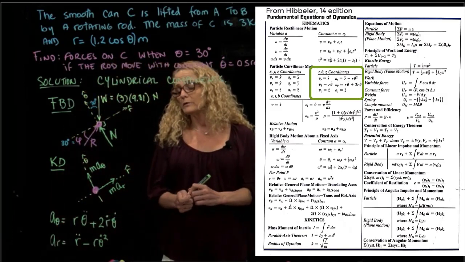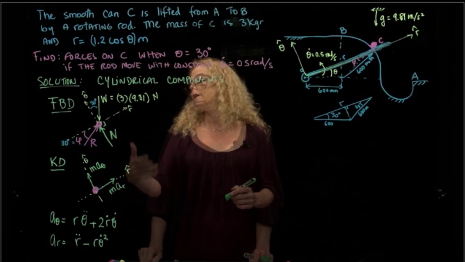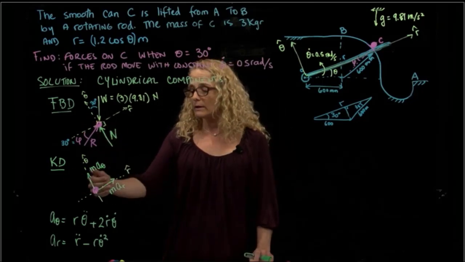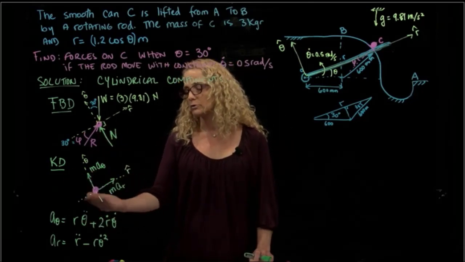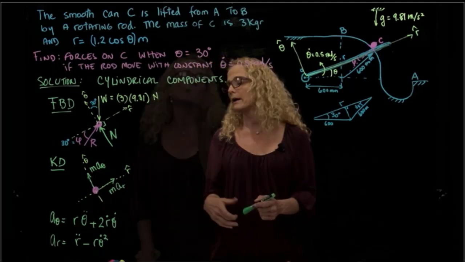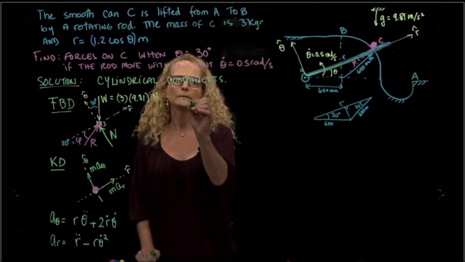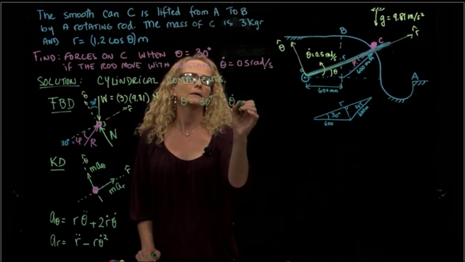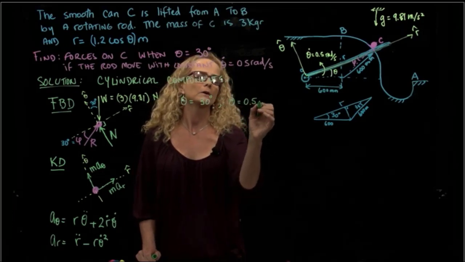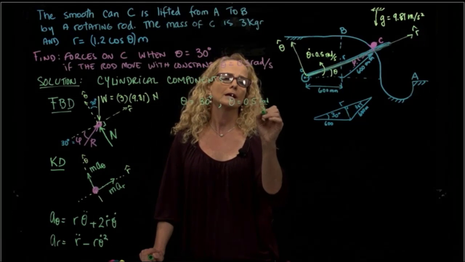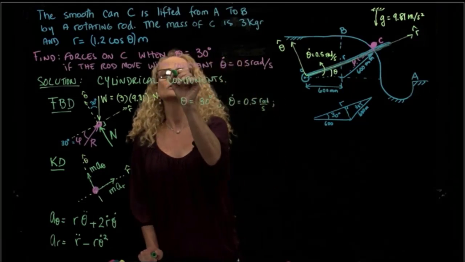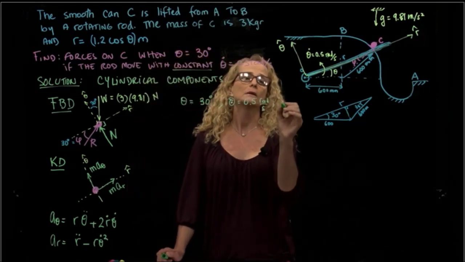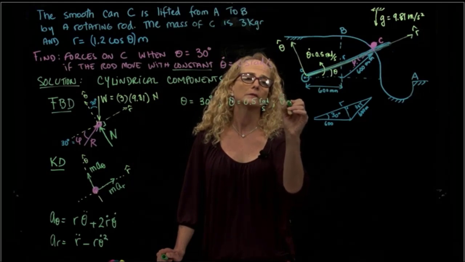In order to make the free body diagram and the kinetic diagram equal, we have to find those acceleration components. So let's do that, starting with theta. We know that theta is equal to 30 degrees. Theta dot is equal to 0.5 radians per second, and we know that this is constant. If it's constant, then theta double dot is equal to 0.